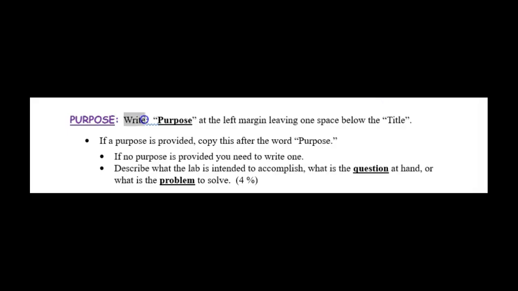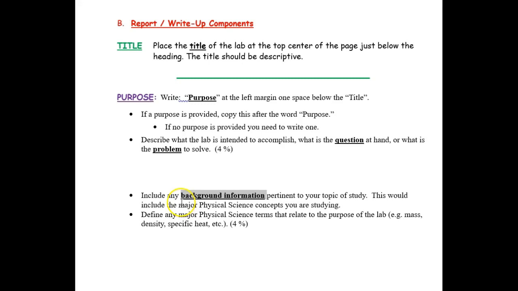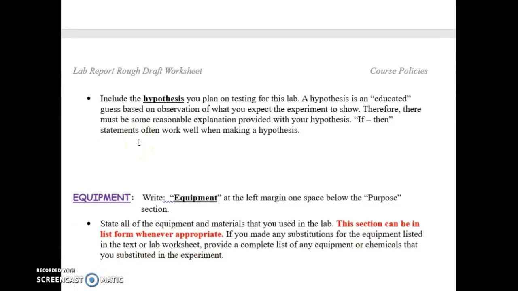Every section will have a title for that section, so you would write purpose at the left margin, leaving one space below the title. And then you'll put the purpose, which is to describe what the lab is intended to accomplish. What is the question at hand, or what is the problem to solve? Then there's background information. This would include any major physical science concepts that you're studying, just a brief definition. And then you come up with a hypothesis, which this explains what that hypothesis would be.